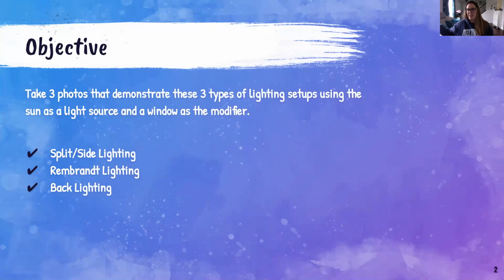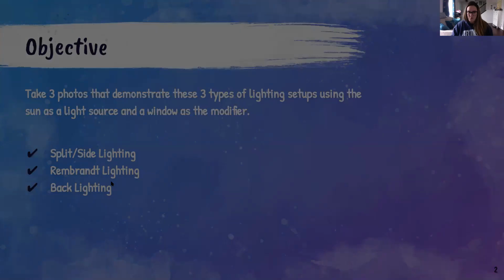Anything that's hitting the side of your house has been blocked, flagged basically, and so it's going directly and hitting us. You could further modify this light with curtains, shears, objects around your house. Okay, so you're going to give me 3 lighting setups: split, also called side lighting, Rembrandt lighting, and then backlighting.